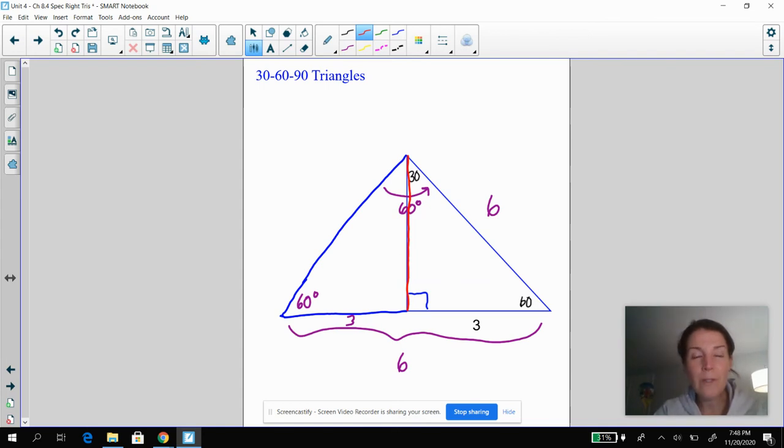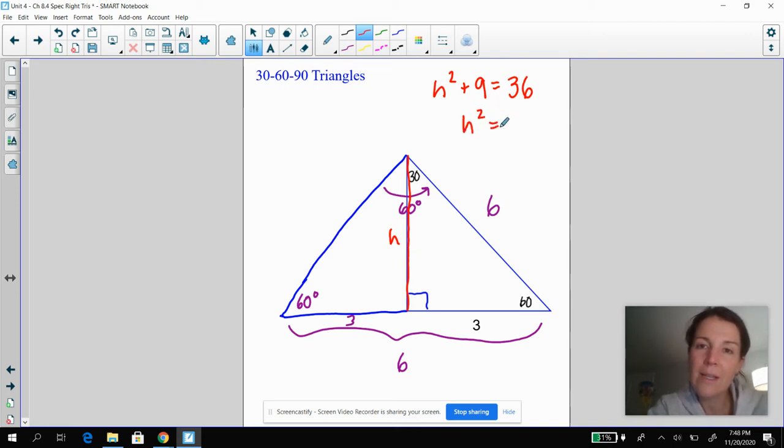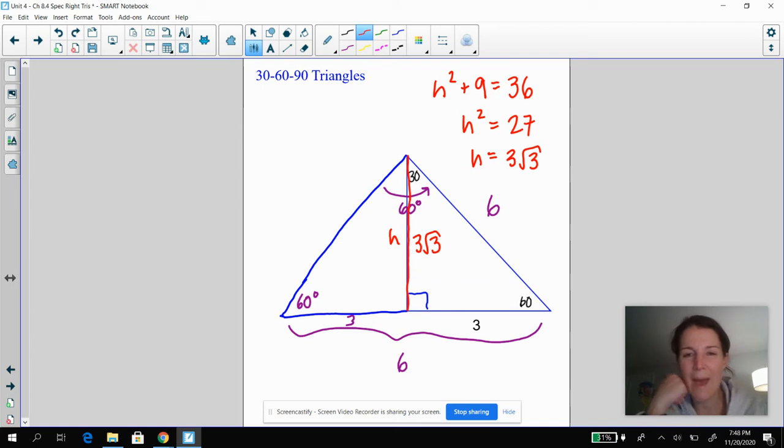Okay, we're back. So hopefully you figured out that we've got a little Pythagorean theorem here. So I've got my height here. So height squared plus 3 squared equals 6 squared, so 36. And then subtract, my h squared is going to be 27, which means my height is going to be 3 root 3. So here, can you see some sort of pattern?